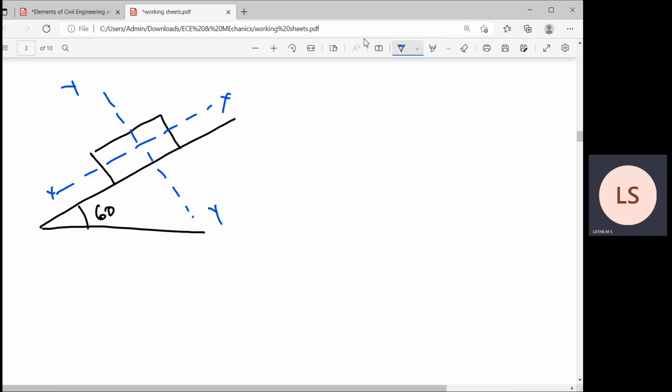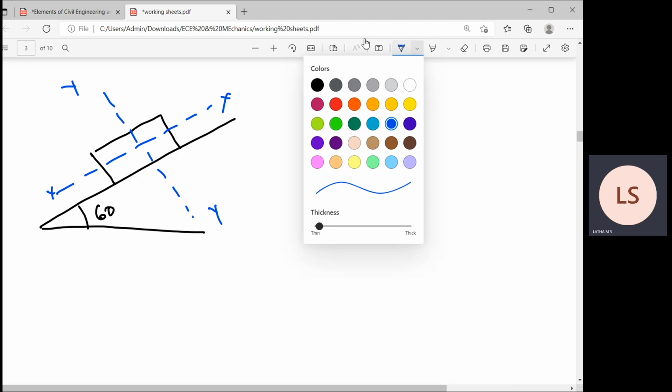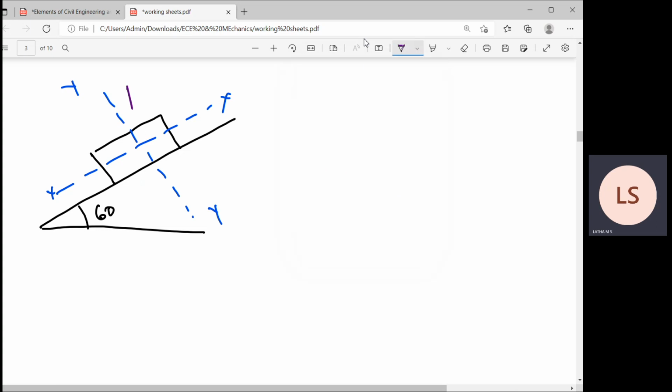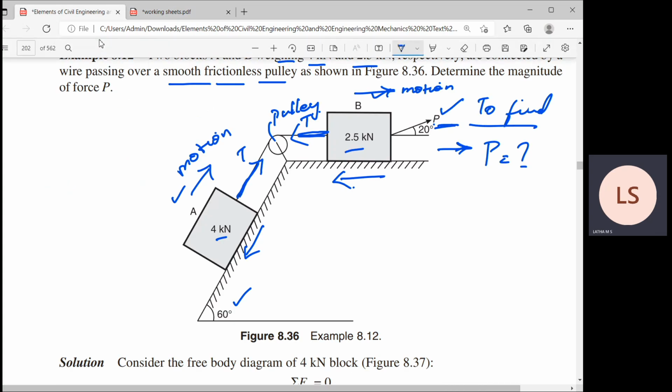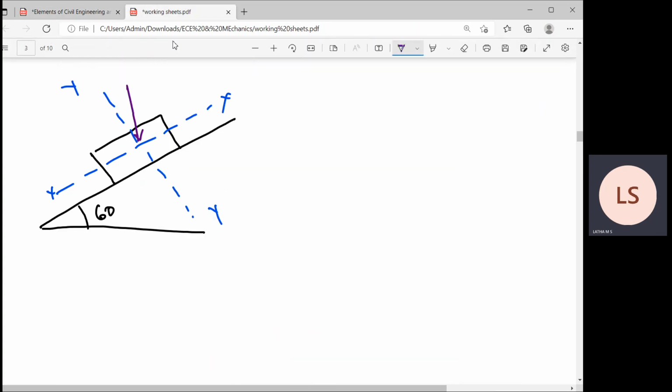Now I'll indicate the force. I'll pick one color, and this is the force which is acting. What is the magnitude of the force, or the weight of block A? 4 kilonewton. So this is 4 kilonewton. At what angle is this? At an angle of 60 degree. So therefore this angle will be 30 degree. The diagram is not to the scale, students.